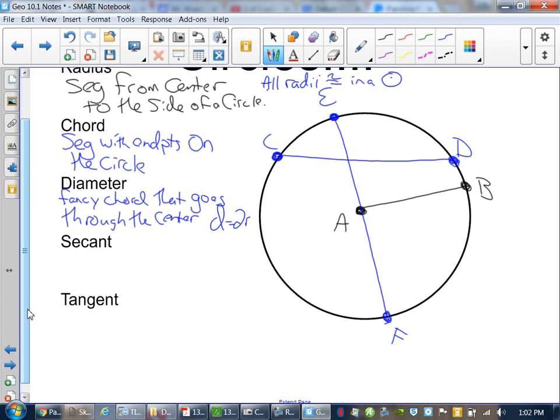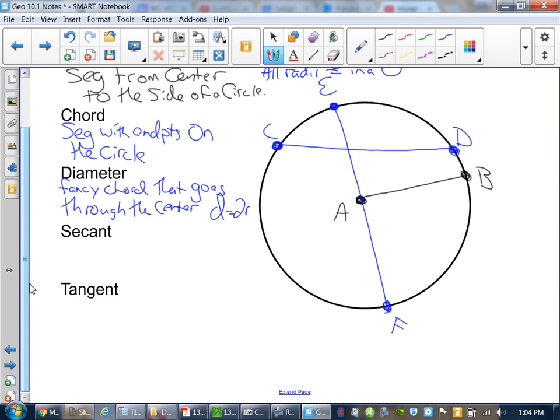A secant, think of Metallica, the song Seek and Destroy. Secant, Metallica? Do they not know? You guys don't know that? Seriously? Yeah, you guys know that. Yes. Want to eat something. Go to the store.